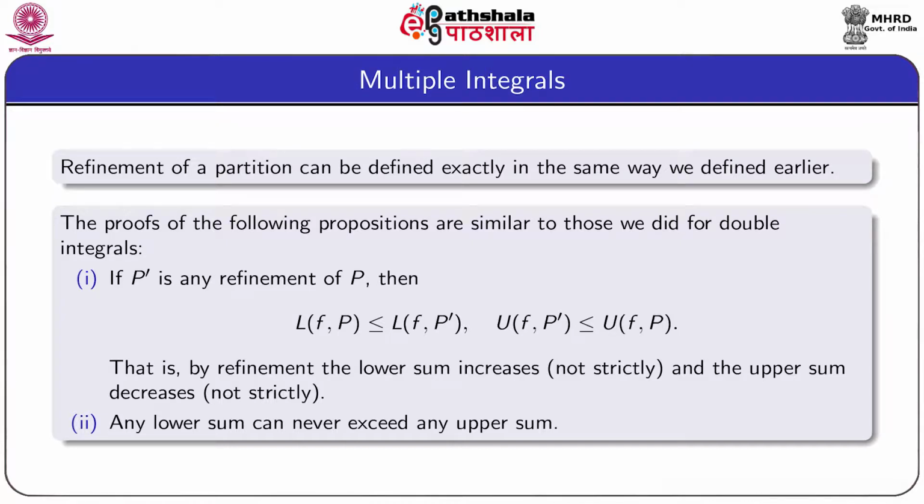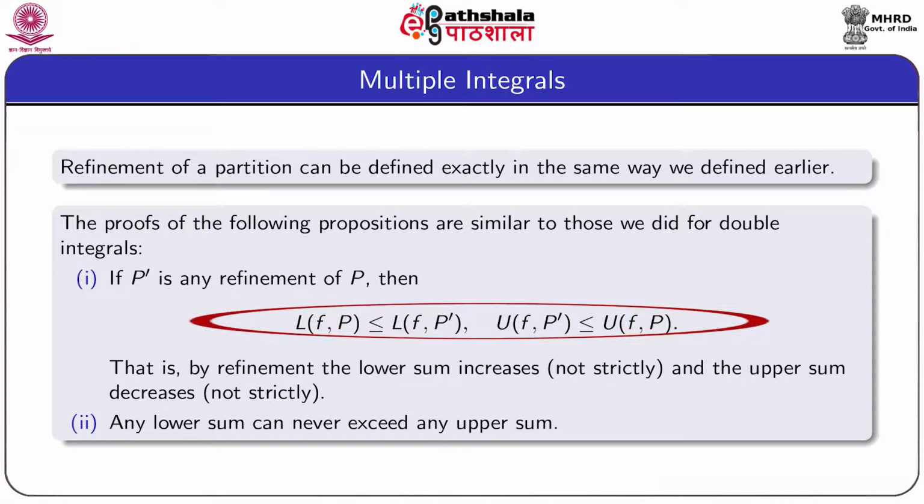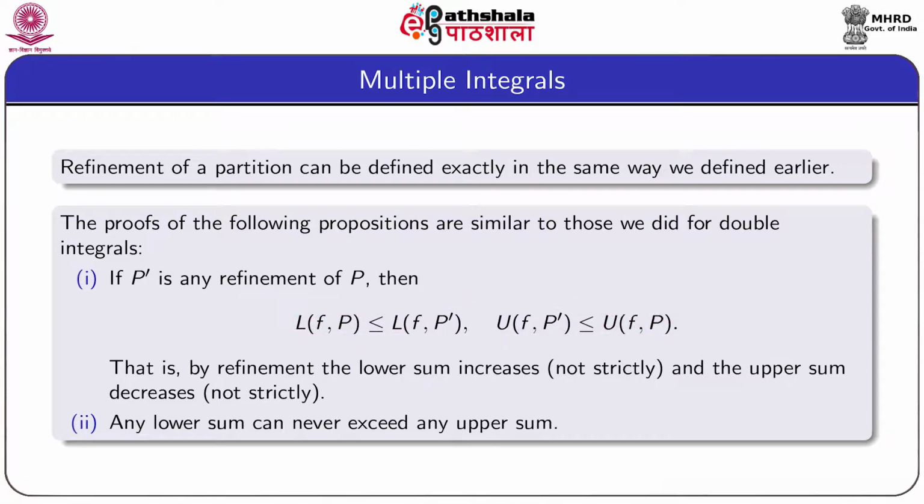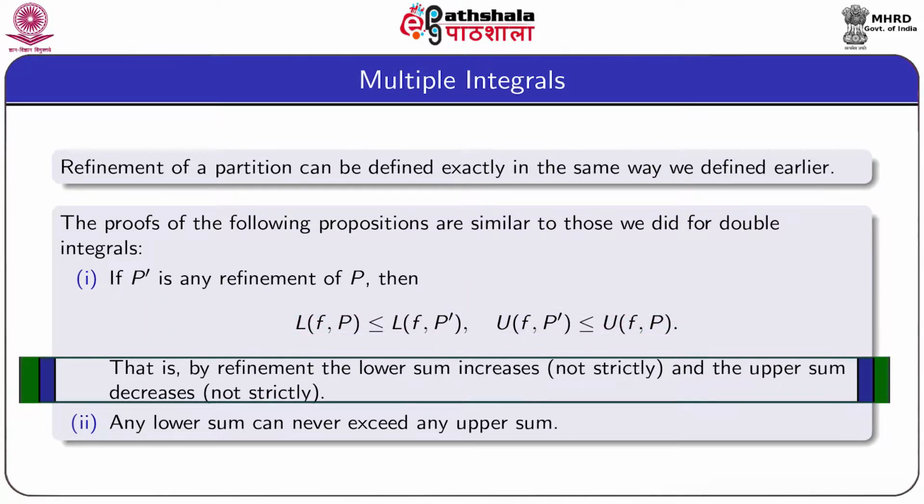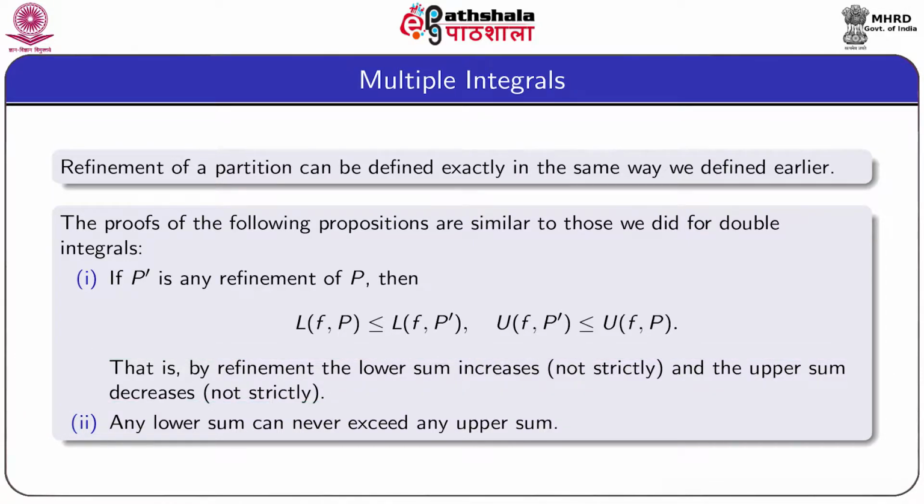First one, if P' is any refinement of P, then L(f,P) is less than or equal to L(f,P') and U(f,P') is less than or equal to U(f,P). This implies that by refinement the lower sum increases and the upper sum decreases. It may not be strictly. Second proposition, any lower sum can never exceed any upper sum.